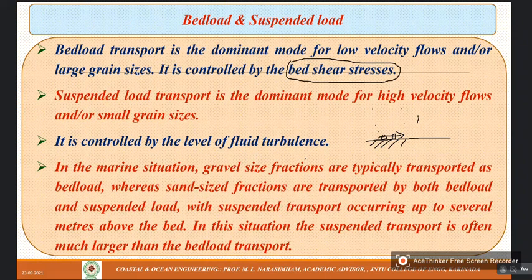With the suspended transport occurring up to several meters above the bed, in this situation, the suspended transport is often much larger than the bed load transport. See, when you consider the movement near the shore, it will be of several meters depth. Near the shore, it may be 1 or 2 meters, but a little inside, you have several meters, varying from 3 to 10 meters, 15 meters, like that.